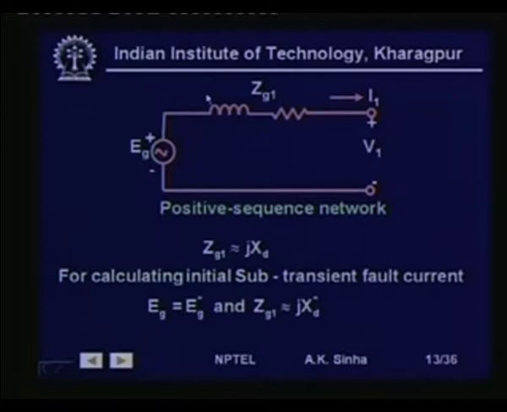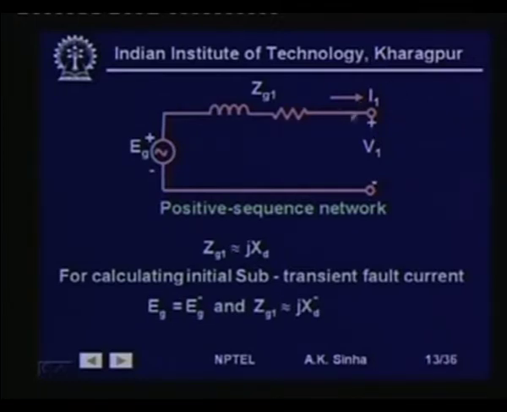But in case of fault analysis, in most of the cases we are interested in finding out the currents immediately after the fault. In such cases, as we have seen from the generator model, we need to use the subtransient impedance of the generator, and also the voltage source here will be based on the subtransient voltage, or the voltage behind the subtransient reactance.